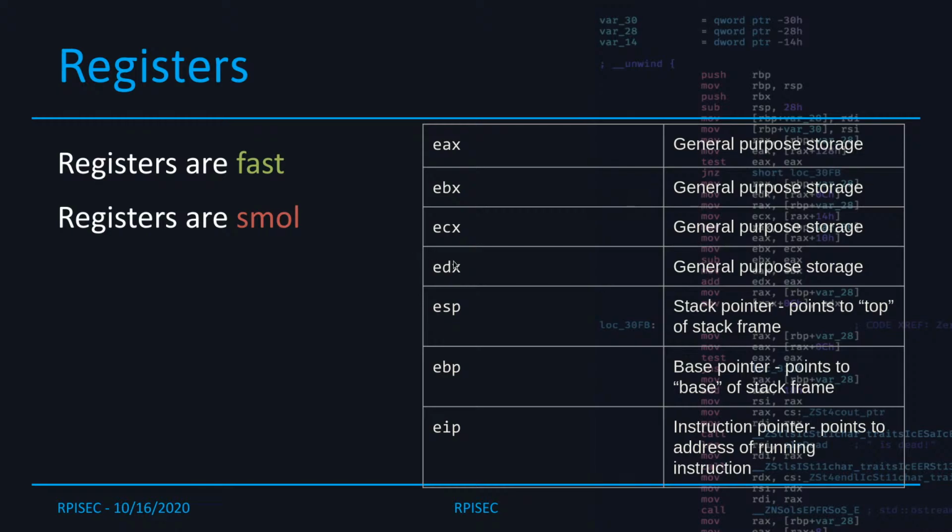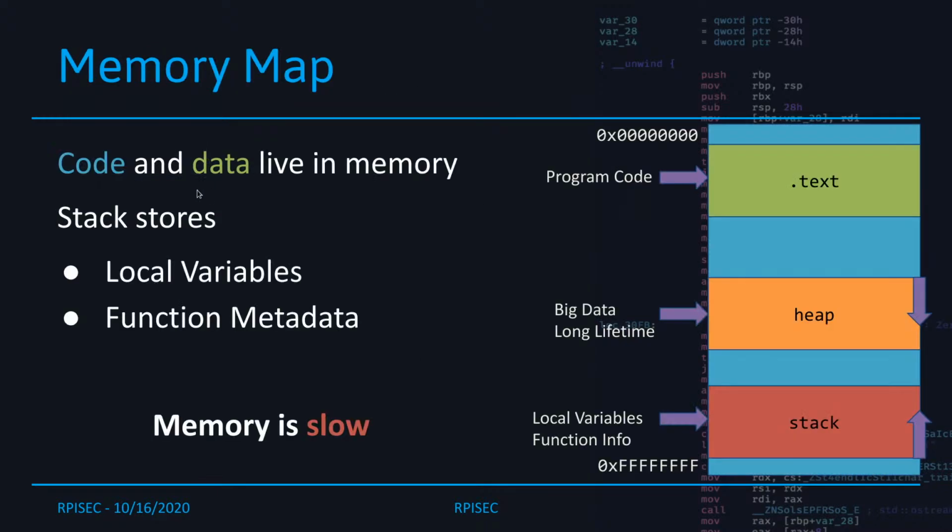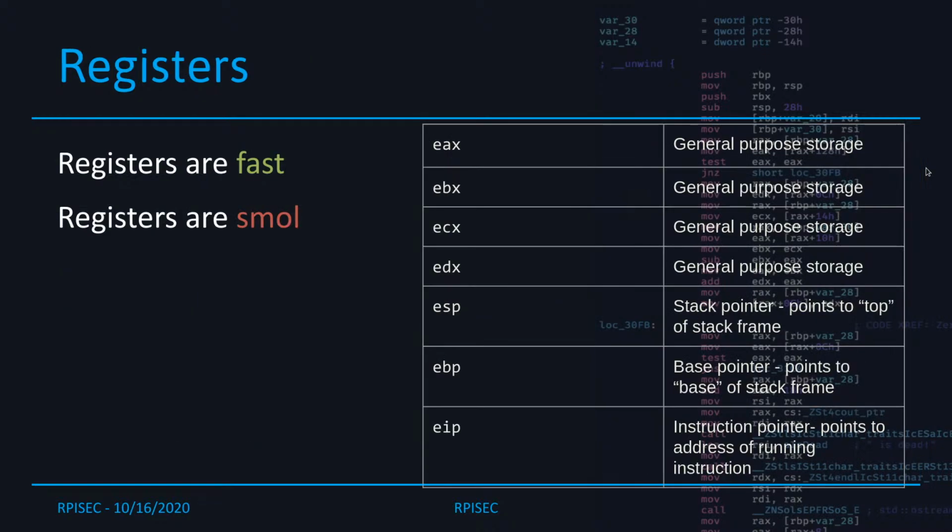And the last register that we really want to make sure everyone has a strong understanding of is the instruction pointer. So on a 32-bit system, that's going to be EIP. And that points to the address of the instruction that we're currently running, because if we remember, program code is loaded into memory, so every instruction is going to have an address associated with it.